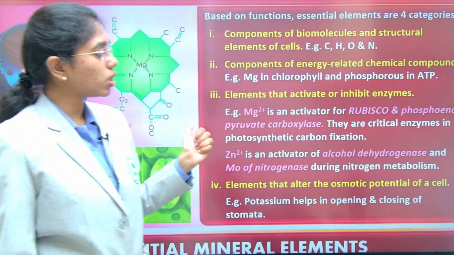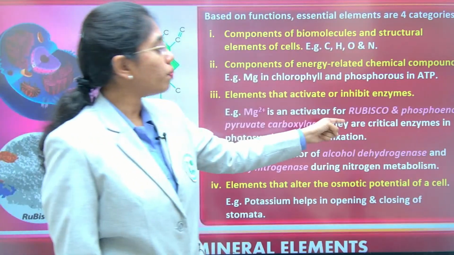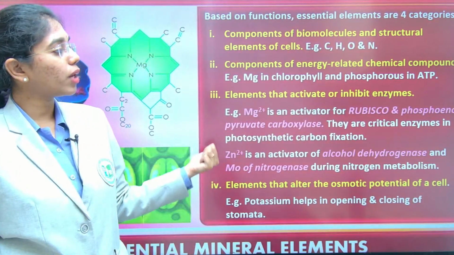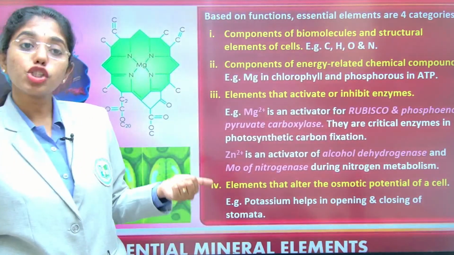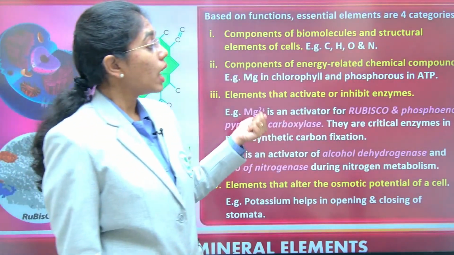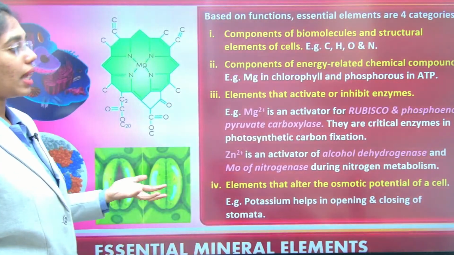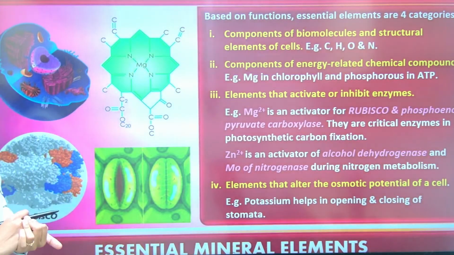Magnesium is an activator for rubisco and phosphoenol pyruvate carboxylase enzyme. For both of these enzymes, magnesium is the activator. These are critical enzymes in photosynthetic carbon fixation.